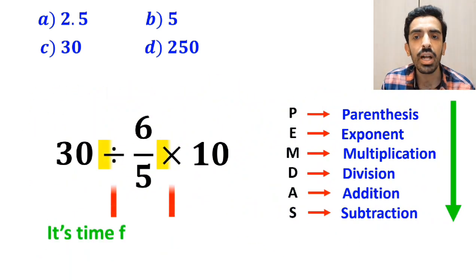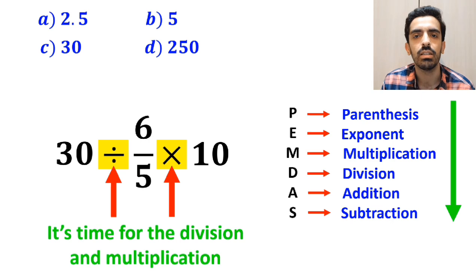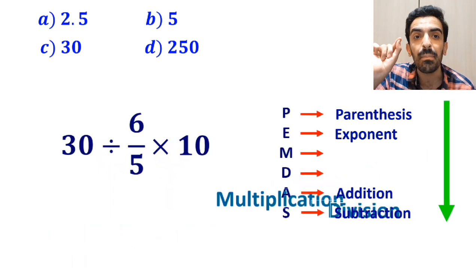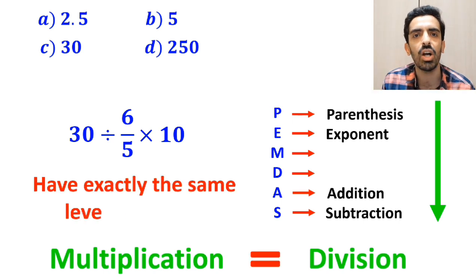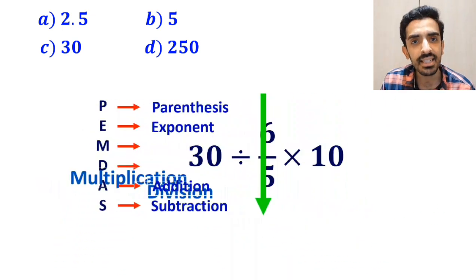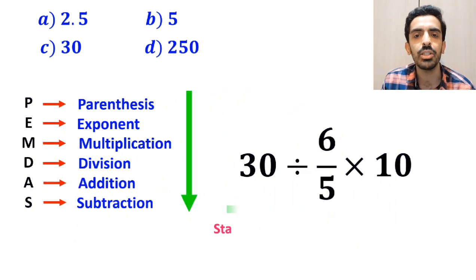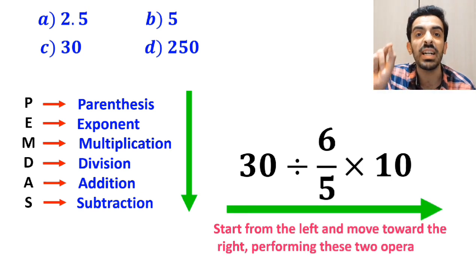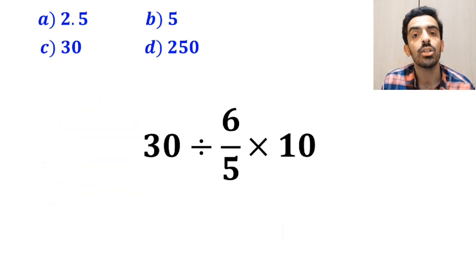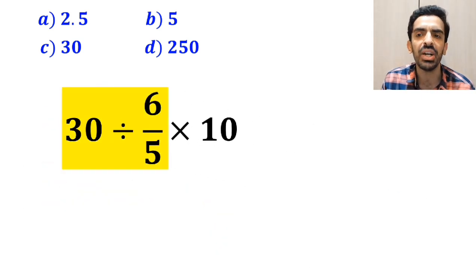Alright, now it's time for the division and multiplication. However, it's very important to note that according to the PEMDAS rule, multiplication and division have exactly the same level of priority. In this situation, the best strategy is to start from the left and move toward the right, performing these two operations in order. So, we'll start with the expression 30 divided by 6 over 5.